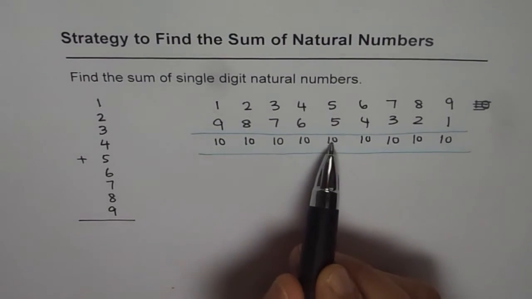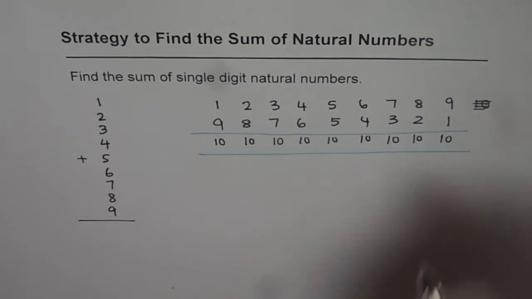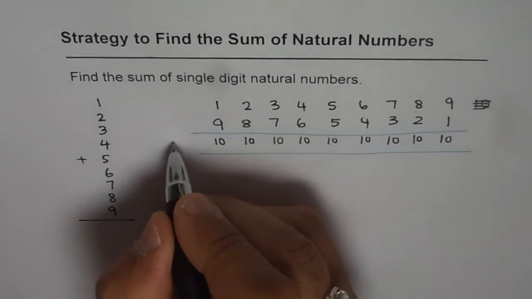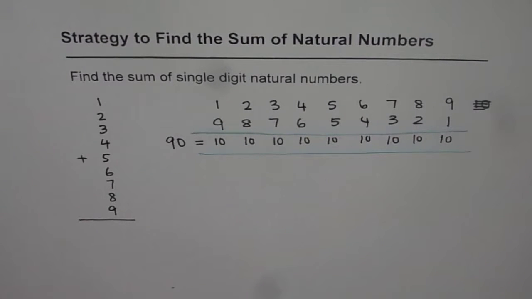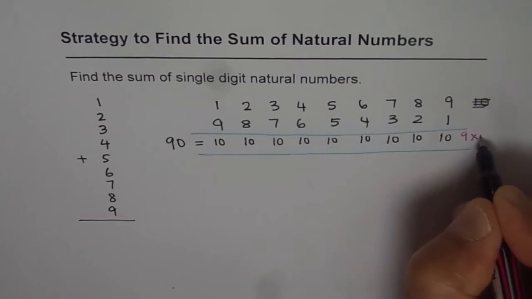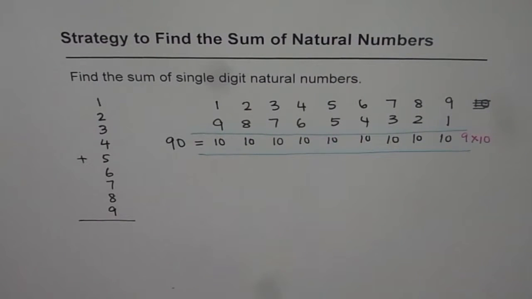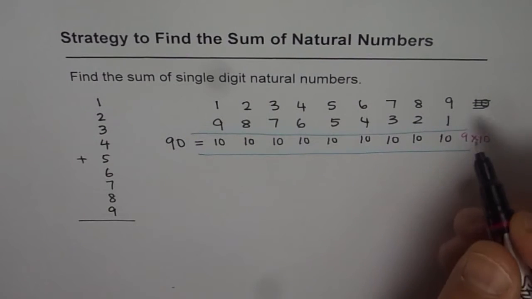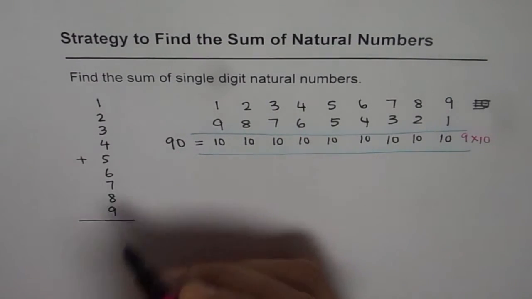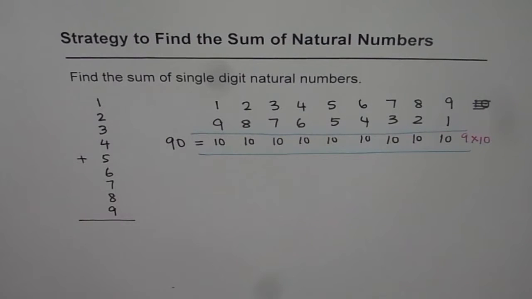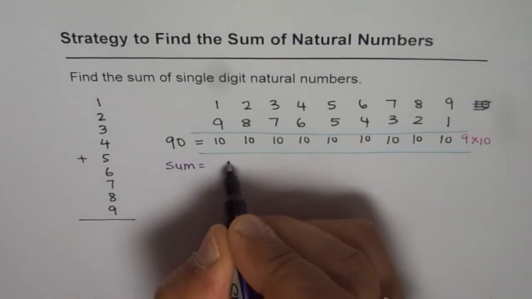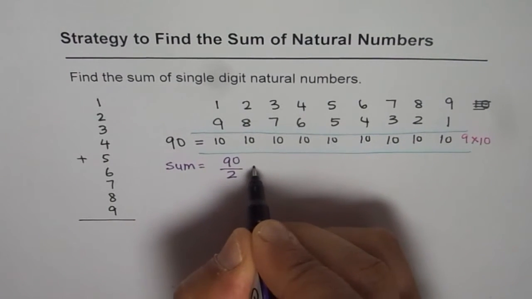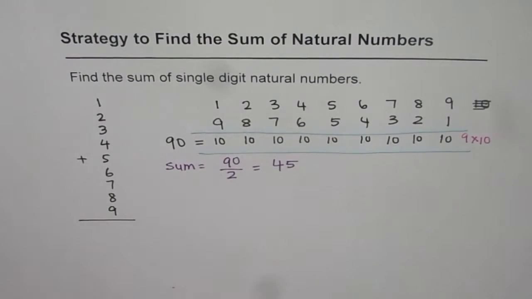1, 2, 3, 4, 5, 6, 7, 8, 9, 10. So that means this total should be 90, right? So let me write this as total as 90. 9 times 10. Good job. So we could also say this is 9 times 10, which is 90, right? But since we added them 2 times, I have to divide by 2, correct? So I say sum is equal to 90 divided by 2, and half of 90 is 45.